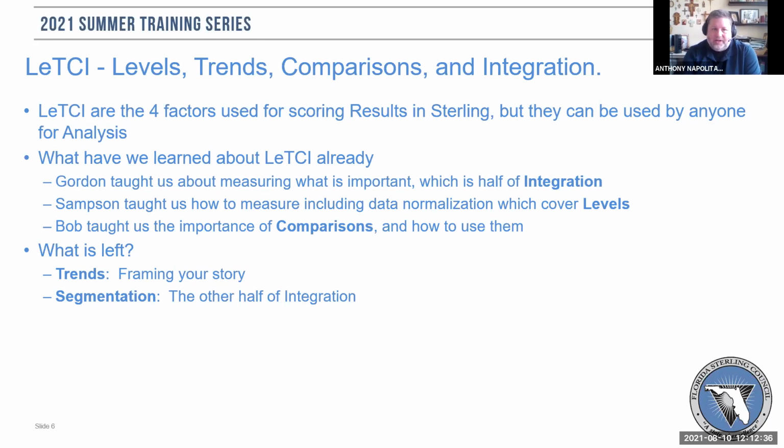In the first session, Gordon taught us about measuring what is important, and that's really half of that last bit, integration. It's like, what's important? Why should I be measuring it? That's half the battle. Samson taught us how to measure, including data normalization, which covers your levels. That puts you in a place where you can look at your data and use comparisons and your trends to figure out what's going on. And then last week, Bob taught us the importance of comparisons and how to use them to determine our performance.